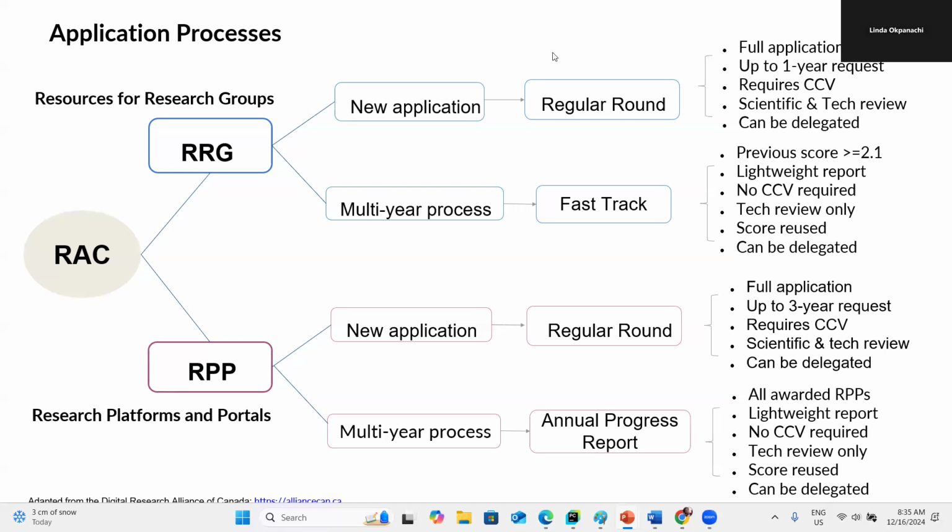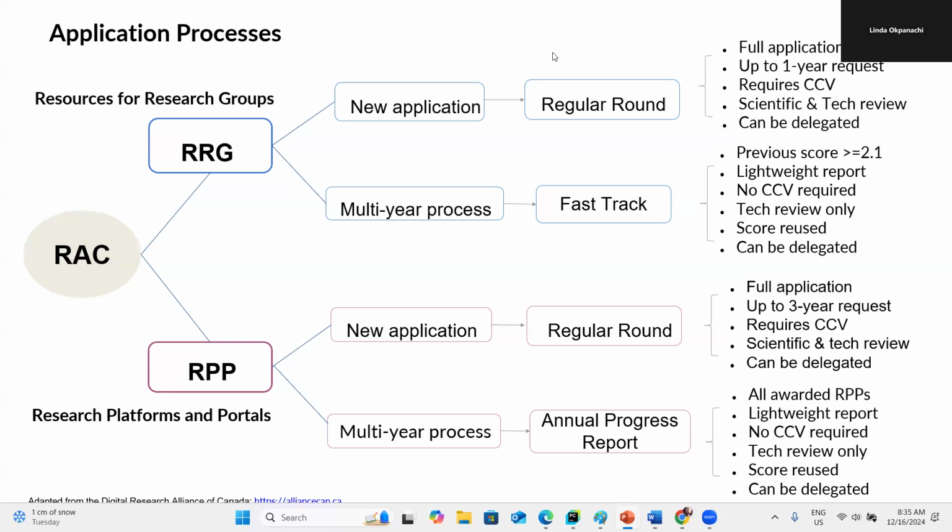Now to your RPP. The application process for both is actually similar. For your RPP, you'd also be submitting a new application. If you're submitting a new application, this is also a regular round, and you can request resources for up to 3 years. Yes, 3 years, which is actually great for long-term projects that need sustained support.